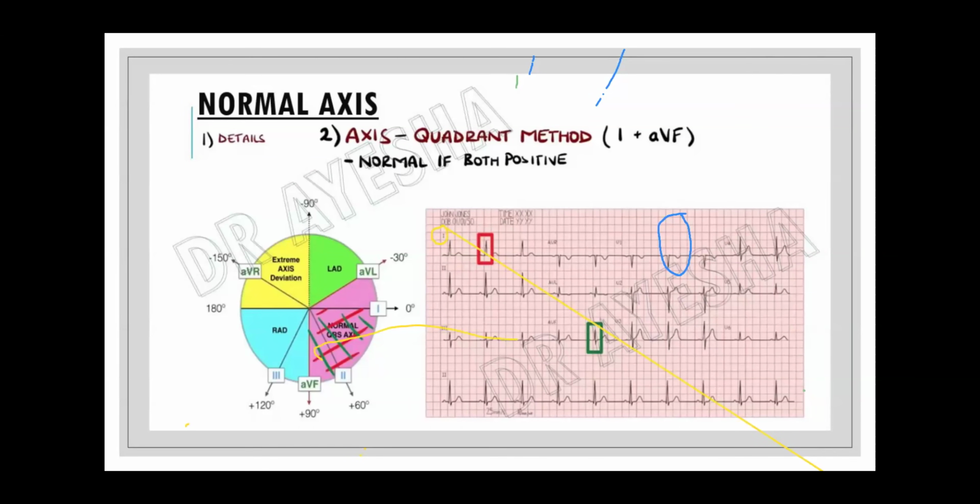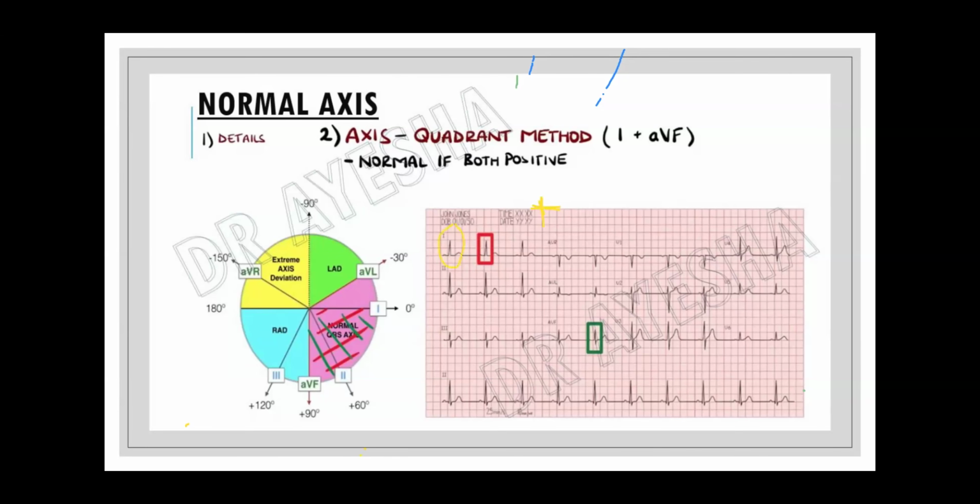I'm so sorry, lead AVF. So where is the AVF lead? You can see this is the AVF lead. Okay, so you have seen these two leads, and now you will see the overall direction. So in lead 1 you have a full R wave. That means lead 1 is positive.